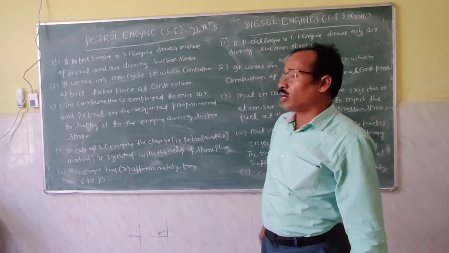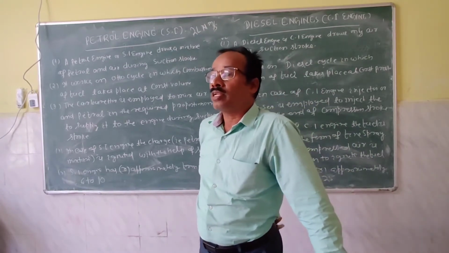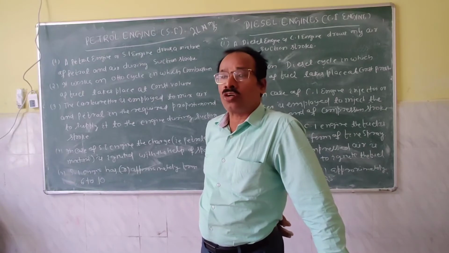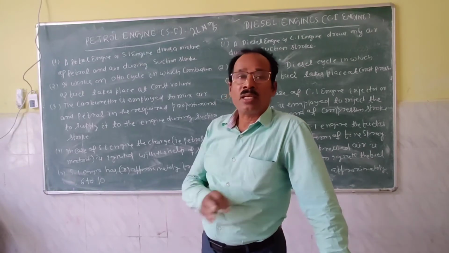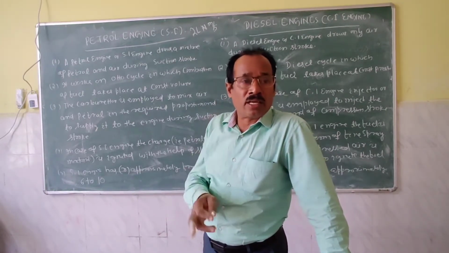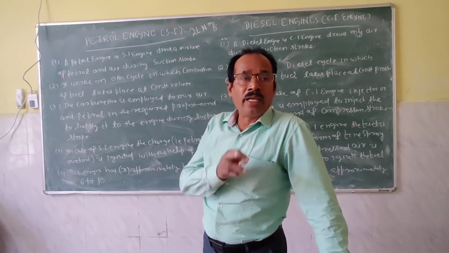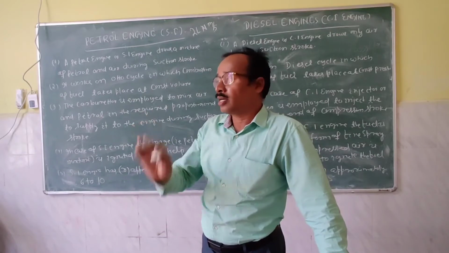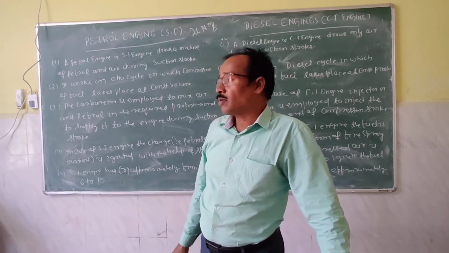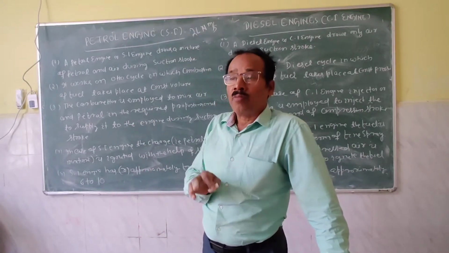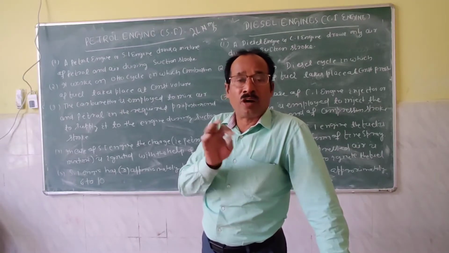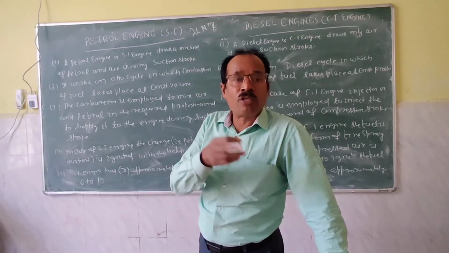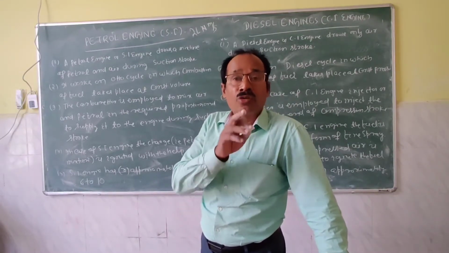Then I have already discussed what are the differences between two-stroke engine and four-stroke engine. In case of a two-stroke engine, the cycle is completed in two strokes of the piston or in one revolution of the crankshaft. But in case of a four-stroke engine, the cycle is completed in four strokes of the piston or in two revolutions of the crankshaft.